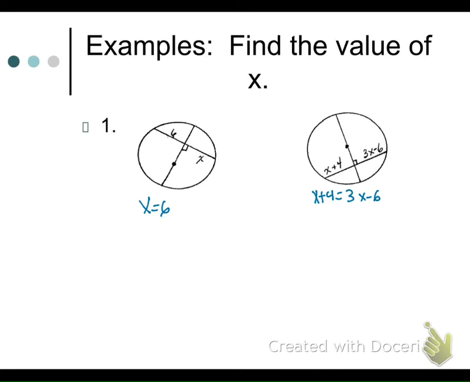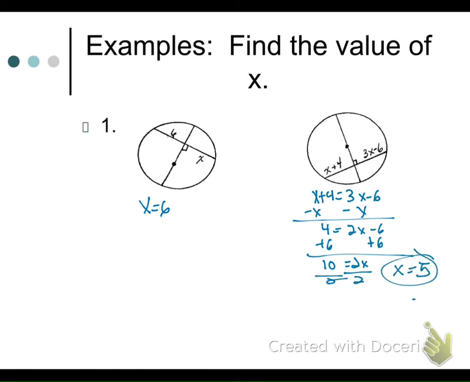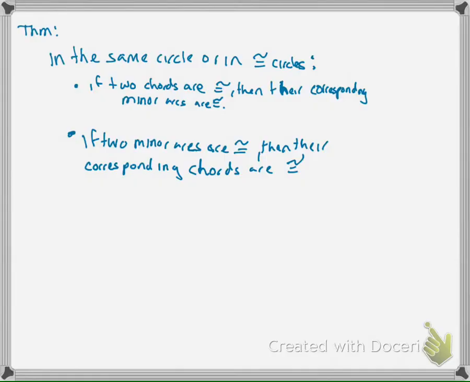So what we're going to do is we now have x plus 4 equals 3x minus 6. Combine like terms, so I'm going to subtract my x. I end up with 4 equals 2x minus 6. Got to add my 6 to the other side as my constant term. I have 10 equals 2x. Divide 2 from each side. X equals 5.